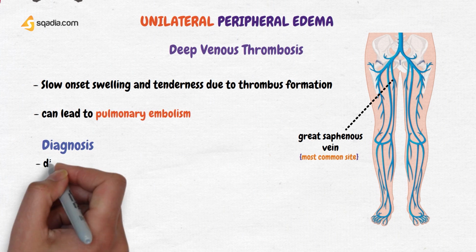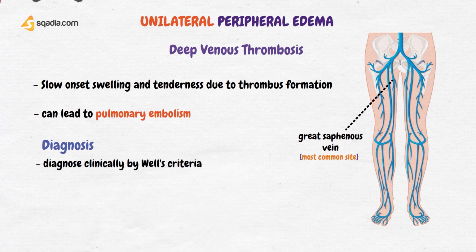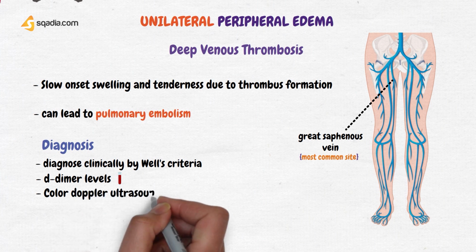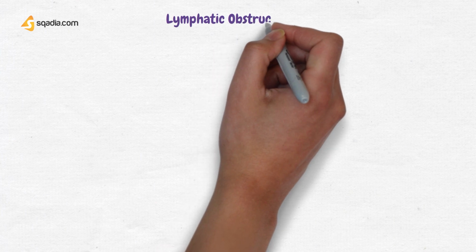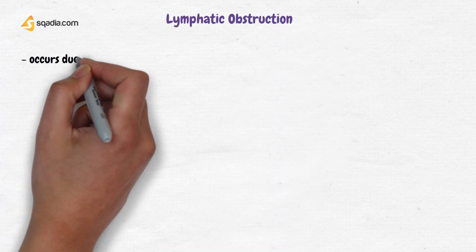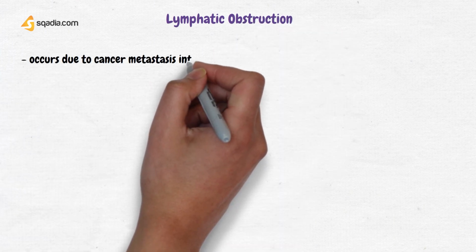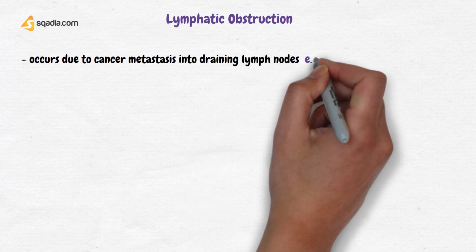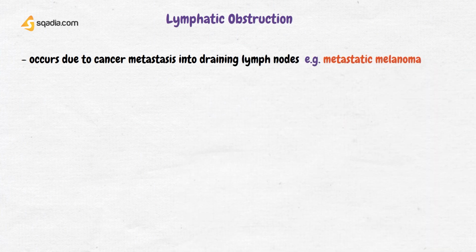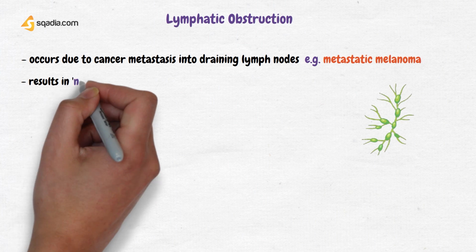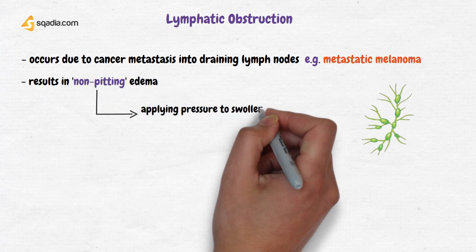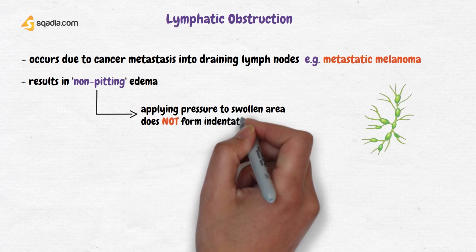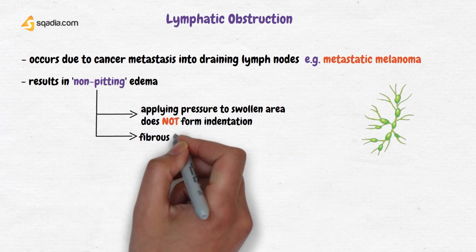Diagnosis is based on Wells criteria, which involves checking D-dimer levels in serum and performing a color Doppler ultrasound of the affected leg according to degree of suspicion. Next, we have lymphatic obstruction, which occurs due to metastasis or spread of cancer into draining lymph nodes, for example in metastatic melanoma. The edema in this case is non-pitting, which means applying pressure to it does not form an indentation. Why this happens is because the lymphatic fluid consists of proteins, and fibrous tissue proliferation hardens the area over time.